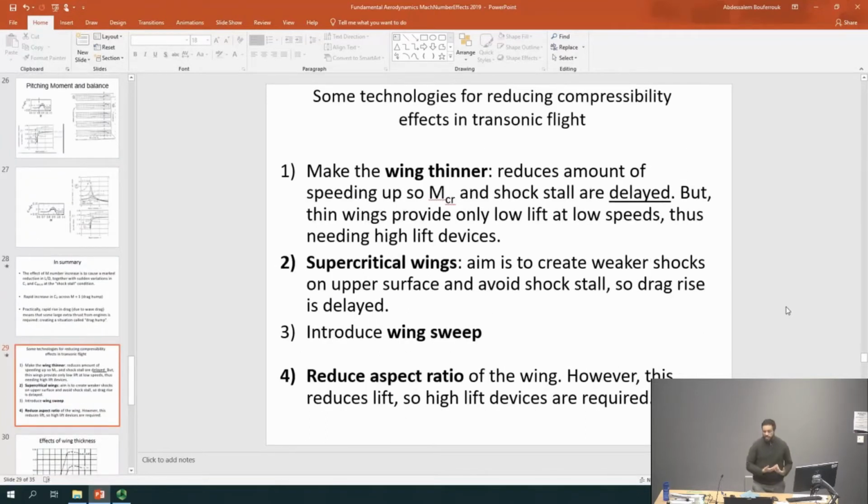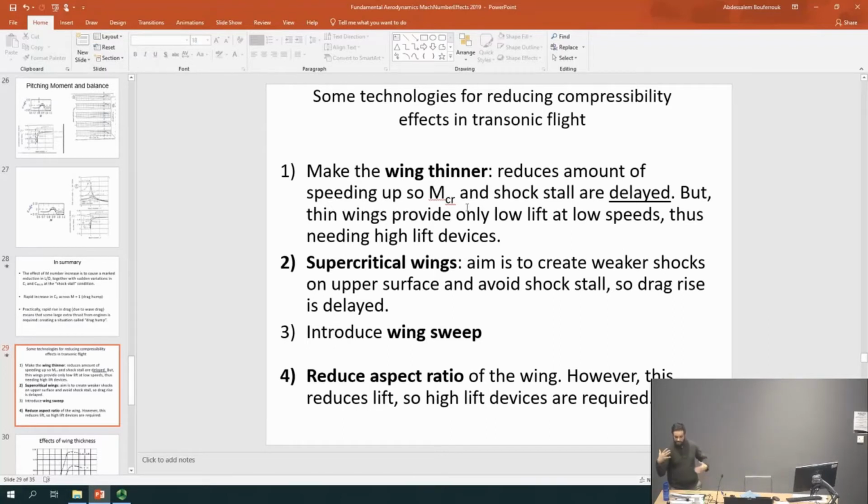Right. So this leads us to ask the question: what can we do about some of the technologies we can develop that allows us to fly at high speeds in the transonic range, but without taking too much penalty? So people have come up with various ways. I don't think this is an exhaustive list, but these are some of the things we can do as aerospace engineers to achieve that. So number one is to make the wing thinner.